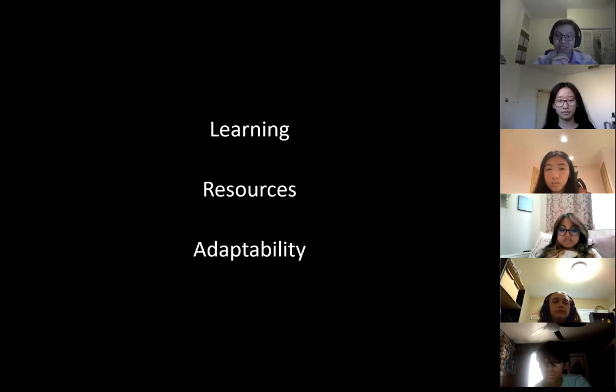And adaptability: learn about other people's adaptations as you build products for them, but also be adaptable as you do these projects, as you work with each other in your teams. So learning, resources, adaptability, that is what I have for you today.